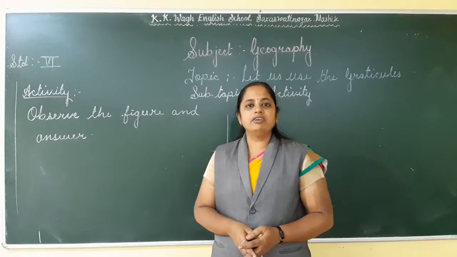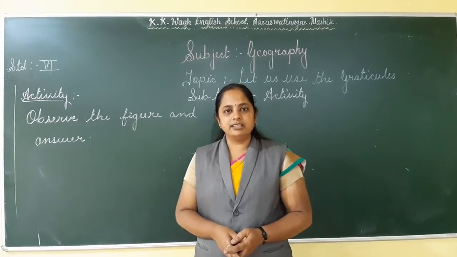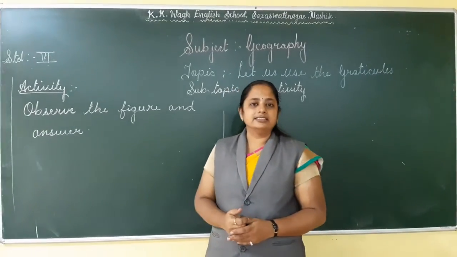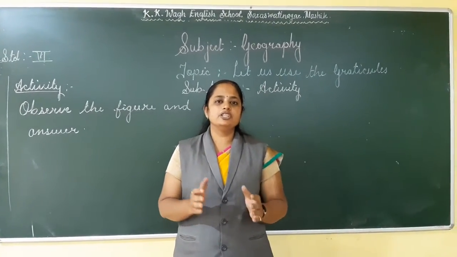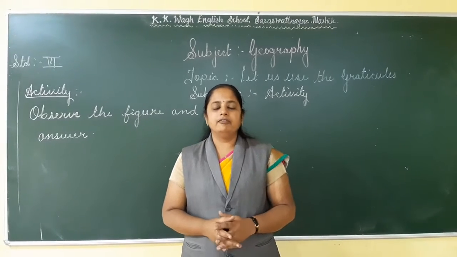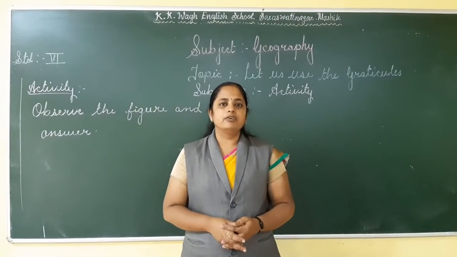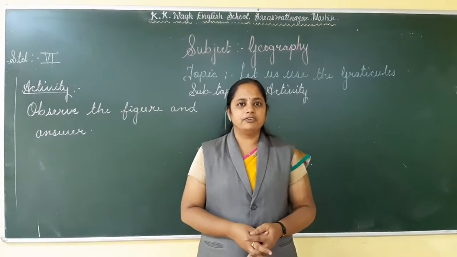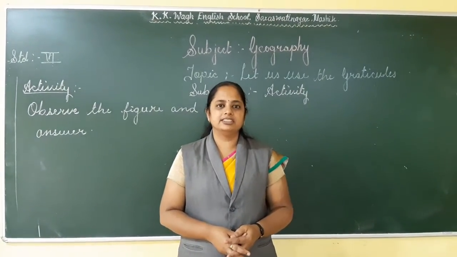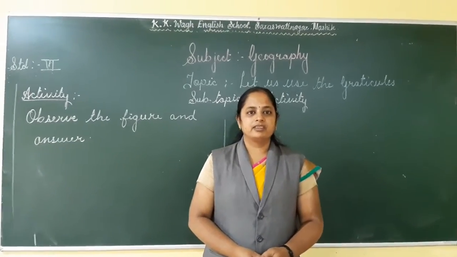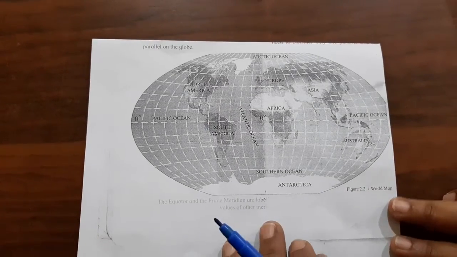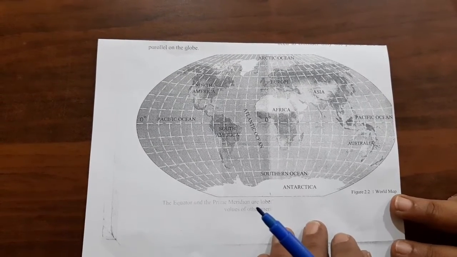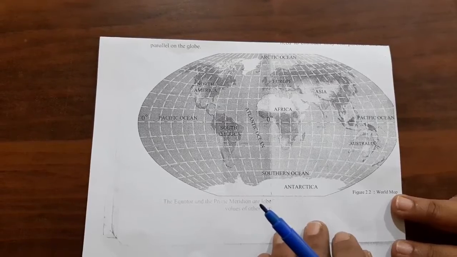Today we will be learning the first activity of this lesson, that is, observe the figure and answer. The figure, in short, is a globe, and we will be finding the answers from that globe. Now I will show you the figure and then we will discuss it. Now this is the figure. From this we have to write the answers and find the place for each particular question.